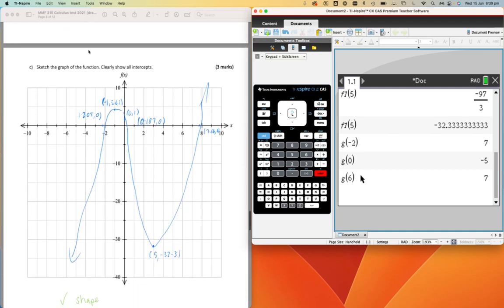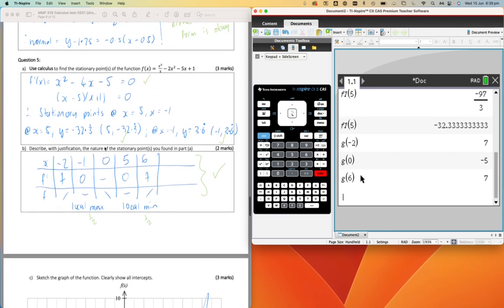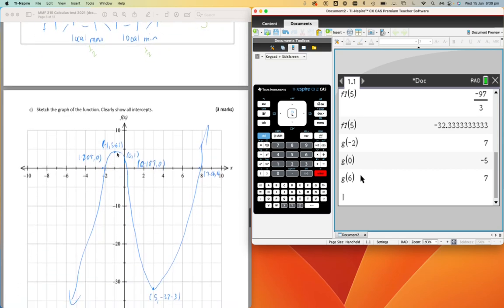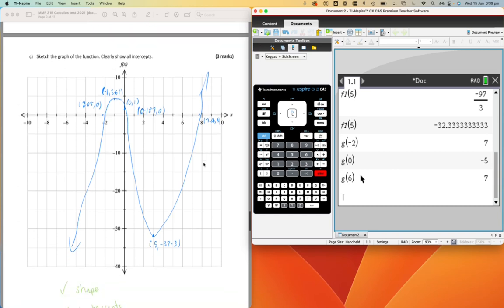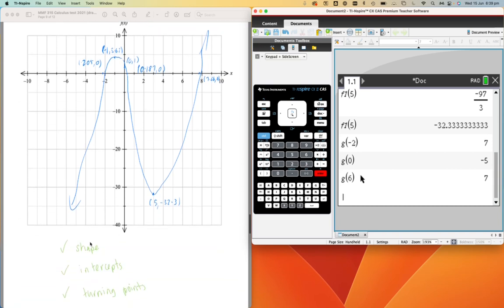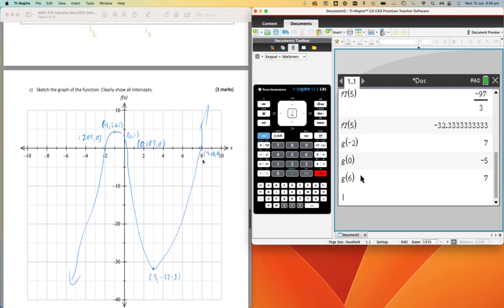All very beneficial. Sketch the graph of the function, clearly show the intercepts. Well, we've got a whole bunch of things already here. In part 1, we worked out the stationary points. We know whether a maximum or a minimum, but we don't have these values here, right? It says clearly show all intercepts, and I don't want to work them out by hand. It's only worth 3 marks. So what am I going to do? And you can see I've just got a mark for shape, a mark for intercepts, a mark for turning points. So you already know the turning points, so that's fine. But what about the rest of the information?